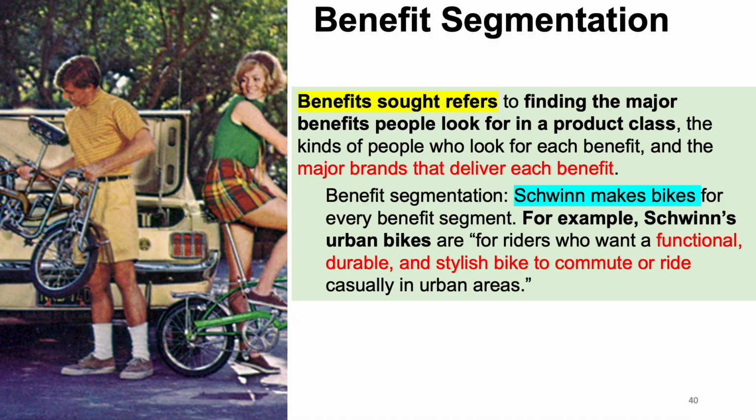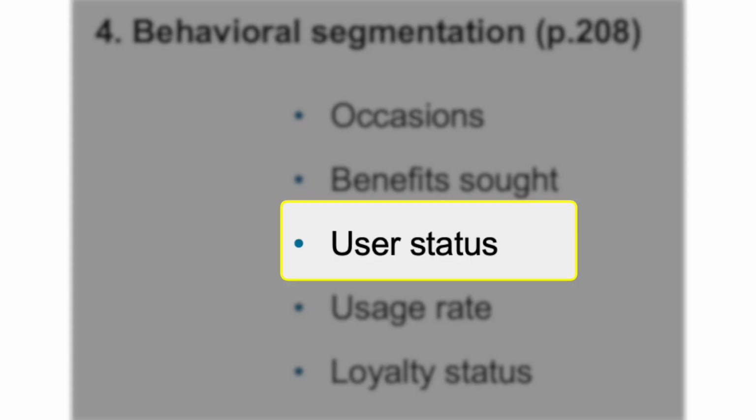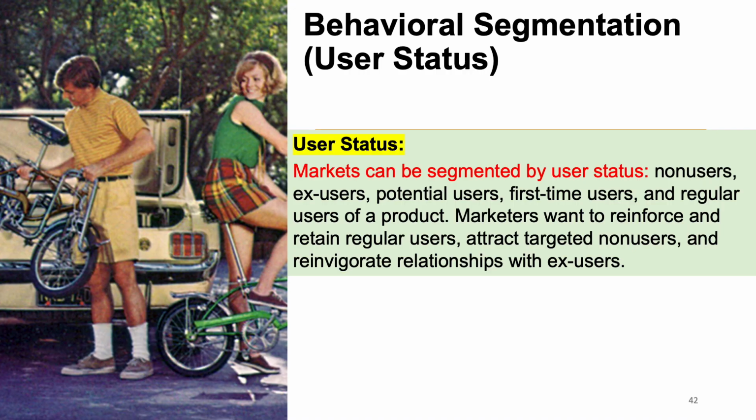Benefit sort refers to finding a major benefit people look for in a product class, the kind of people who look for each benefit, and the major brands that deliver each benefit. For example, Squin brand makes bikes for every benefit segment. Squin's urban bikes are for riders who want a functional, durable, and stylish bike to commute or ride casually in urban areas.